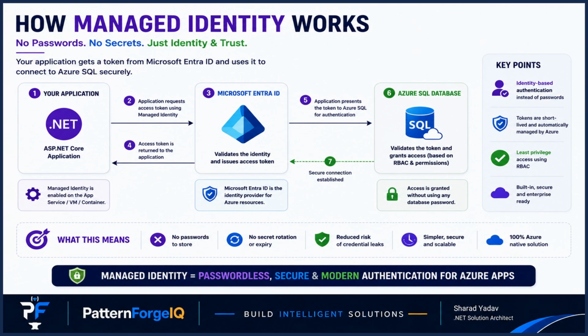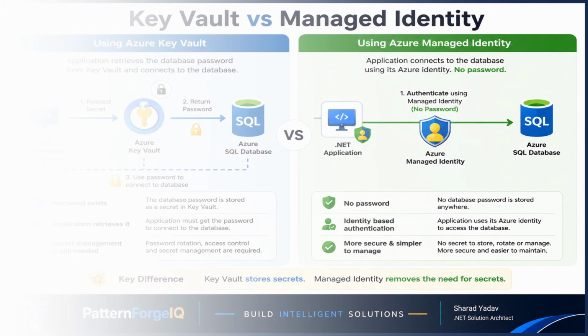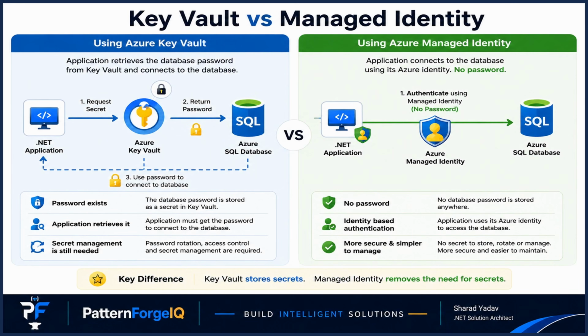Before we implement it, there is one distinction worth making very clear. Key Vault and managed identity are both important, but they solve different problems. Key Vault helps us securely manage secrets that we actually need. Managed identity can remove the need for application credentials when the target Azure service supports Microsoft Entra authentication. So managed identity does not replace Key Vault. In fact, an application can use managed identity to authenticate to Key Vault itself. The key difference is simple. Key Vault manages secrets. Managed identity allows us to authenticate using identity instead of managing credentials.